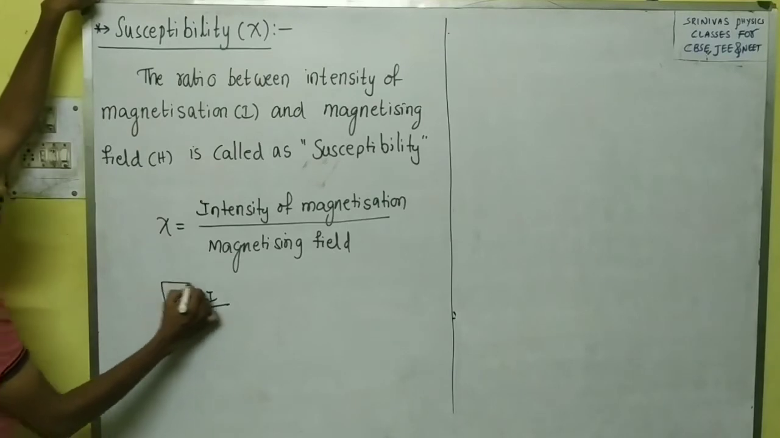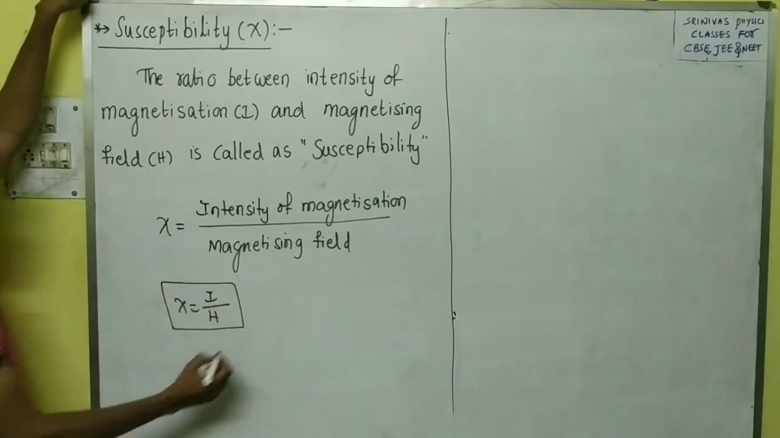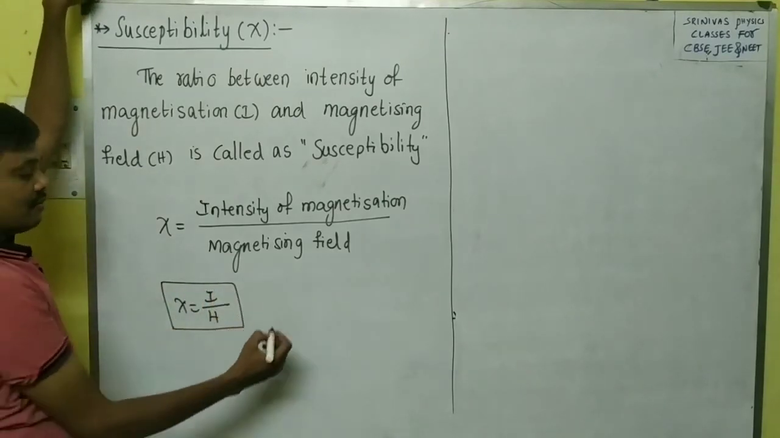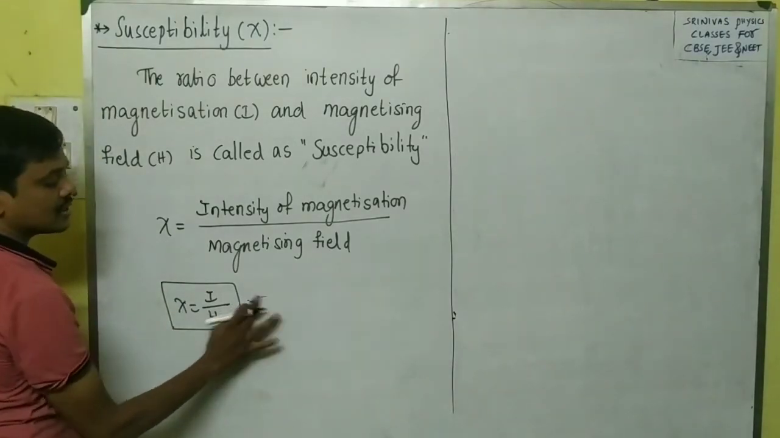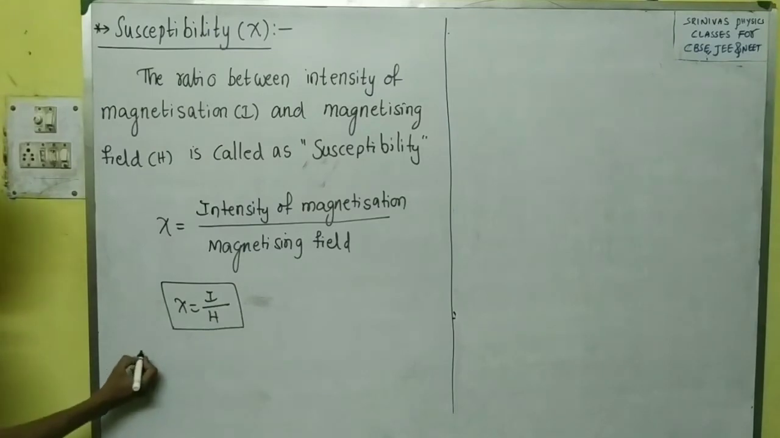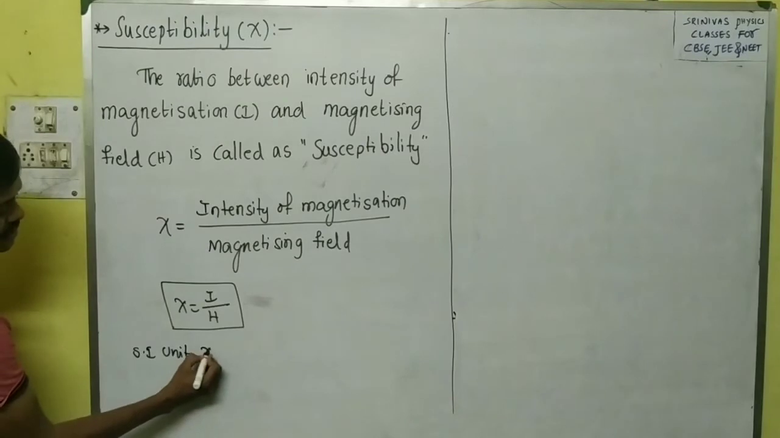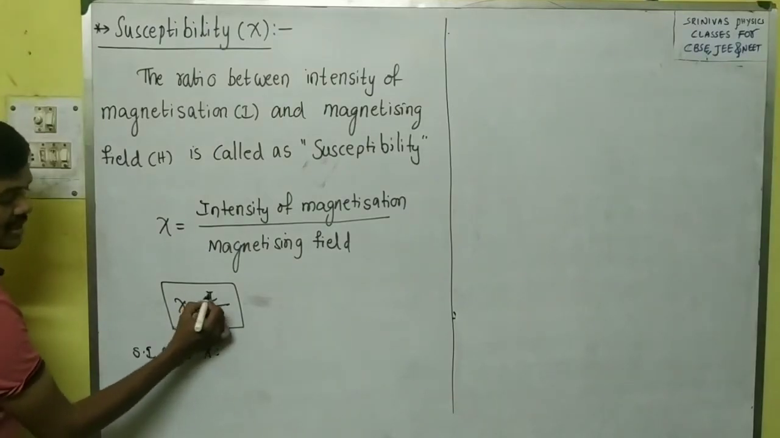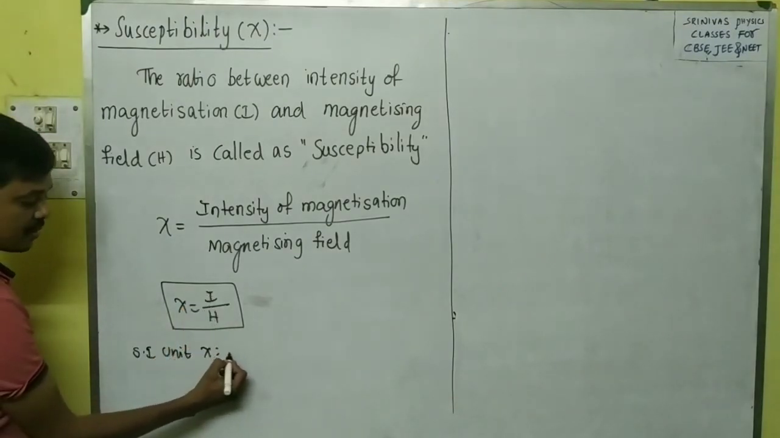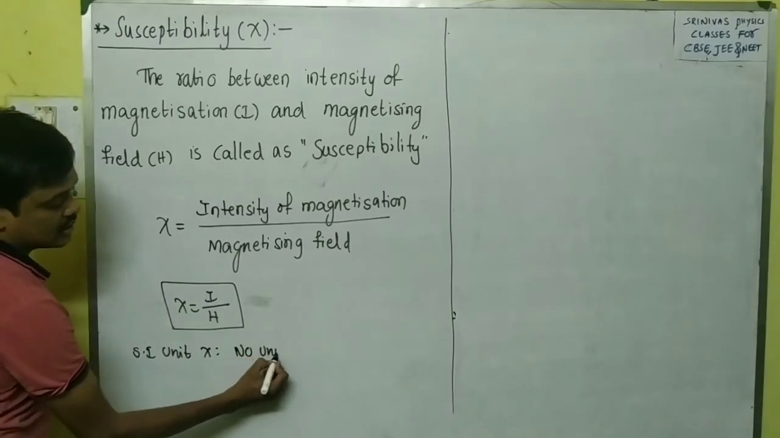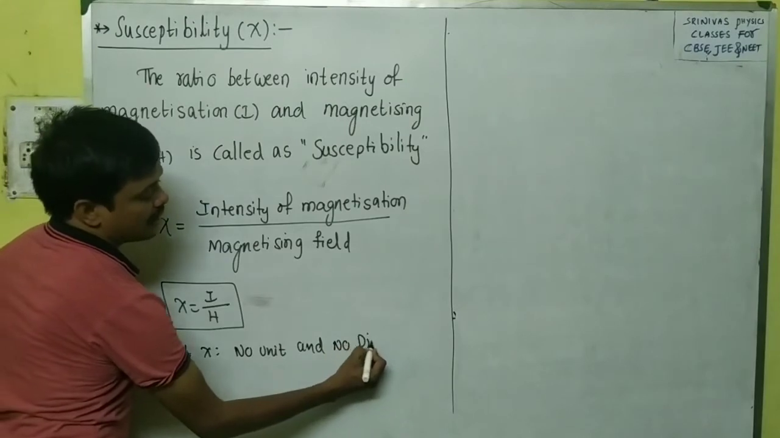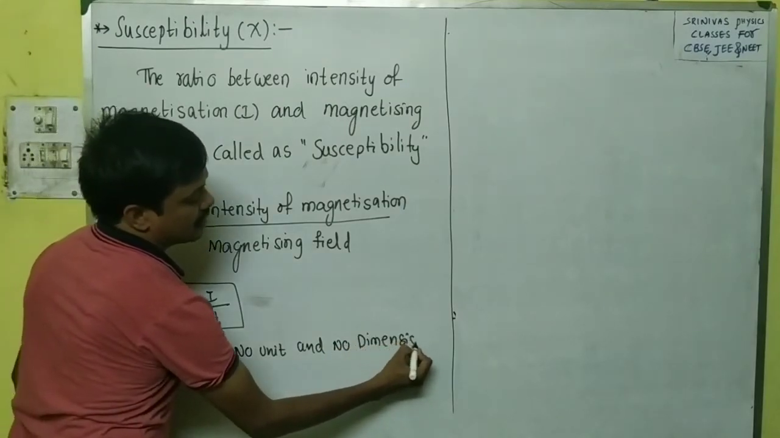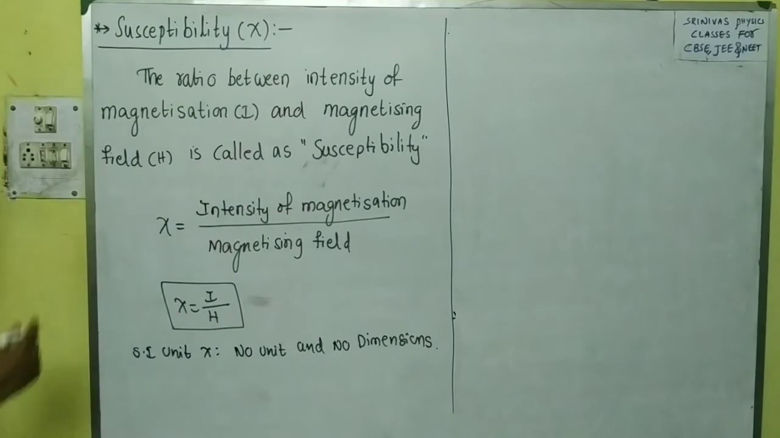This is the formula. From this, if you want I, we write I equals psi into H. This is the important equation. The SI unit of susceptibility: no unit, because I is ampere per meter and H is also ampere per meter. No unit and no dimensions. This is our susceptibility.